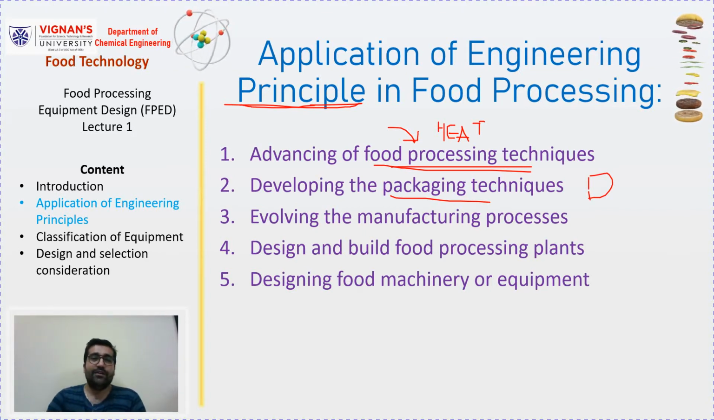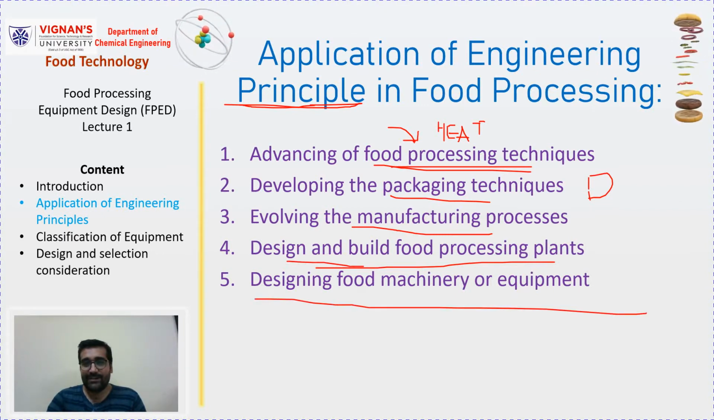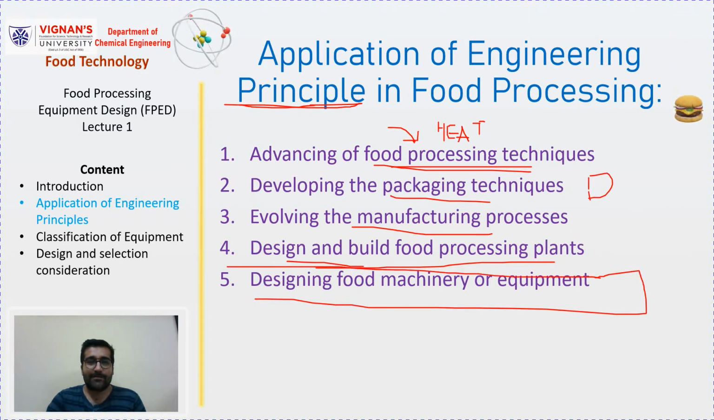Then if we are going to make any new manufacturing process, we need to know about fundamentals. Then if we are going to build a food processing plant, we need a lot of fundamentals of civil engineering and all. And very much important is food processing equipment design. We need math knowledge in designing the food processing equipments.